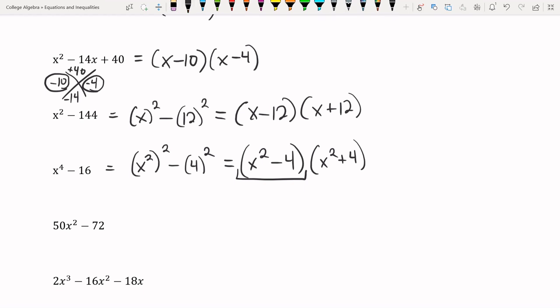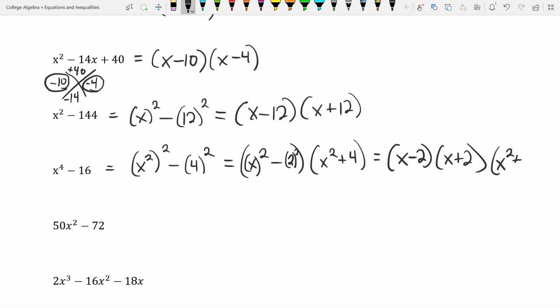X squared minus 4, however, can be rewritten as x squared minus 2 squared, and that can be factored into x minus 2, x plus 2, and of course we still have the other factor of x squared plus 4. X minus 2 and x plus 2 are linear factors, and x squared plus 4 is a prime quadratic factor, so we can stop there. That is completely factored into these basic real number factors.